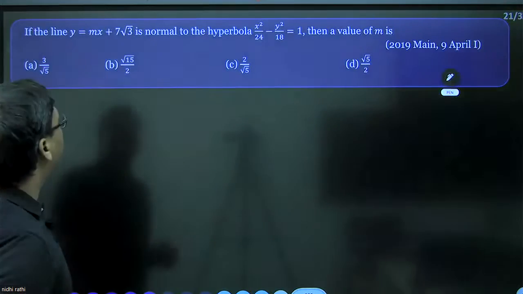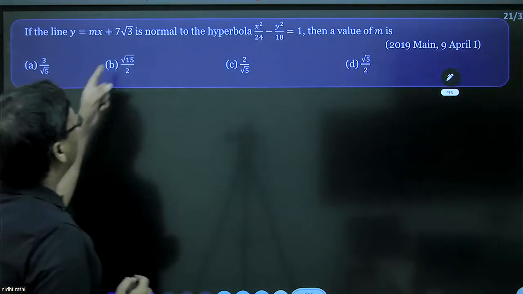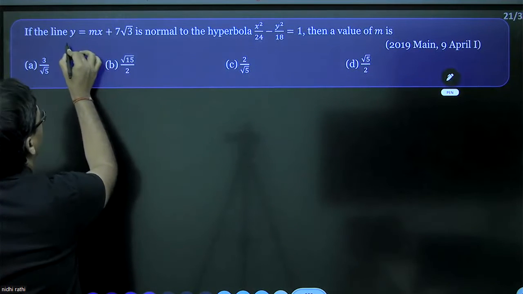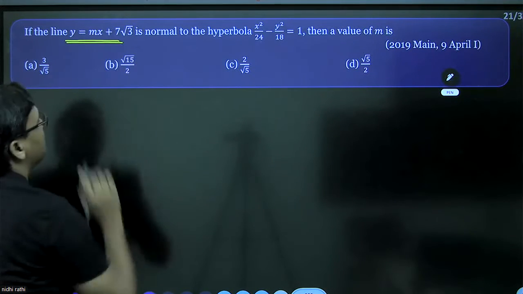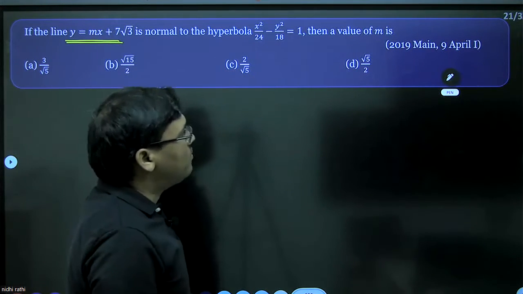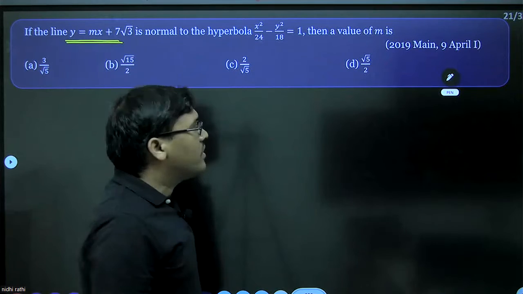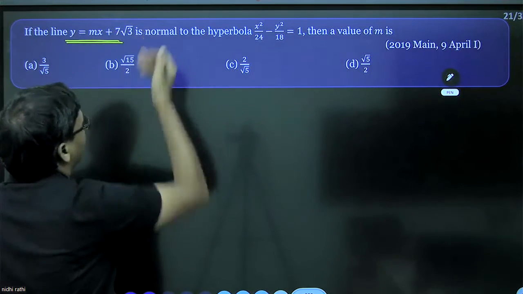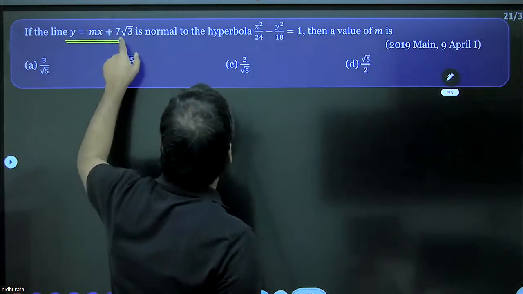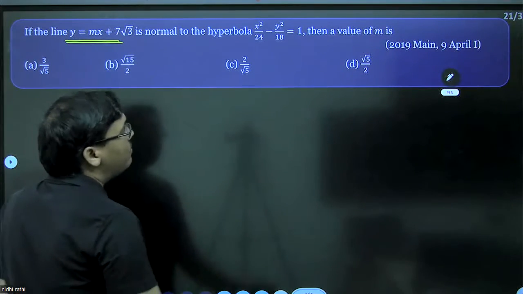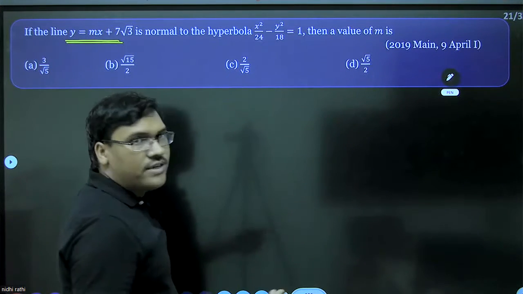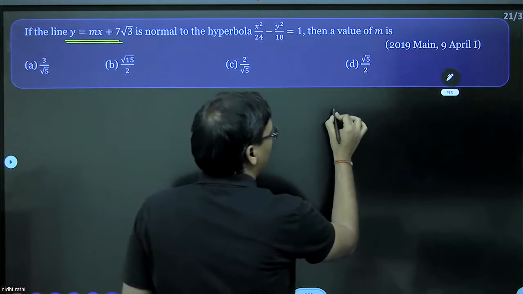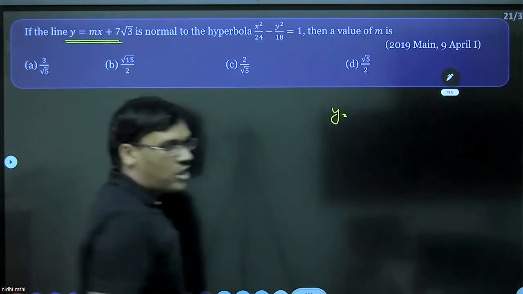The question is, if the line y = mx + 7 root 3 is normal to this hyperbola, then what is the value of m? First, you have to find the slope of this normal, whose intercept is 7 root 3. One way to solve this question, if you remember the equation of normal with slope m, what is the equation of normal with slope m?